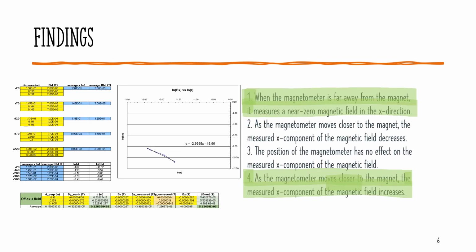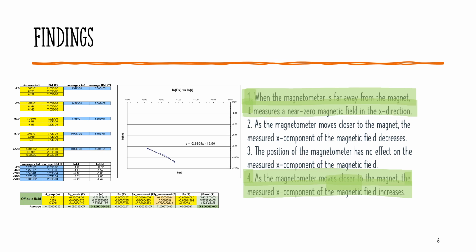After running the experiment, these are my findings. I inputted what's in yellow and it outputted what's in blue. We can see in the graph that once we linearize the equation, we get negative 2.9955, and this is our experimental n. This is really close to what it's supposed to be, which is negative 3.